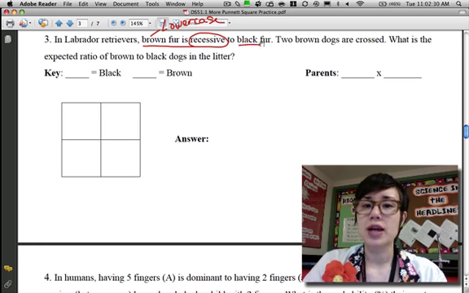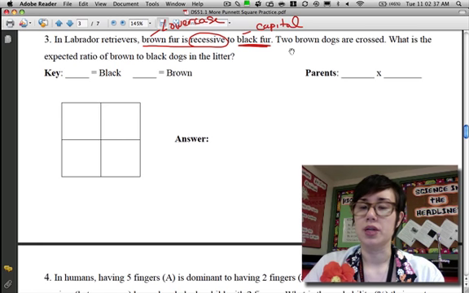That means black fur has to be the opposite. The opposite of recessive is dominant, and we know that we always use a capital letter to represent a dominant allele. In my question, it says 2 brown dogs are crossed. So this is tricky. We have to ask ourselves, what genotype must you have in order to be brown?